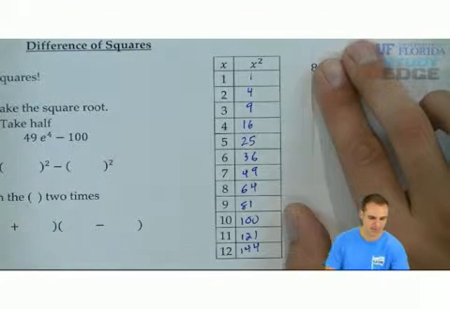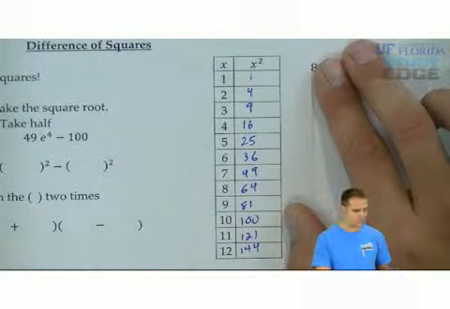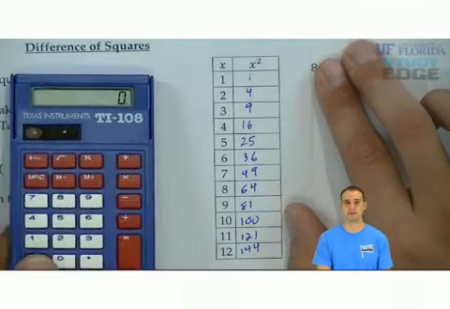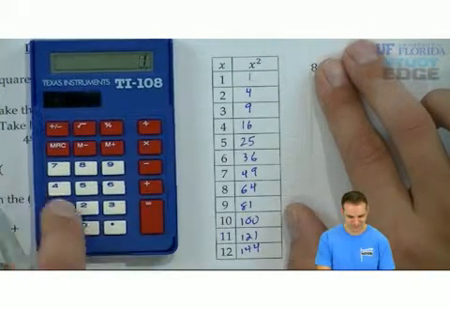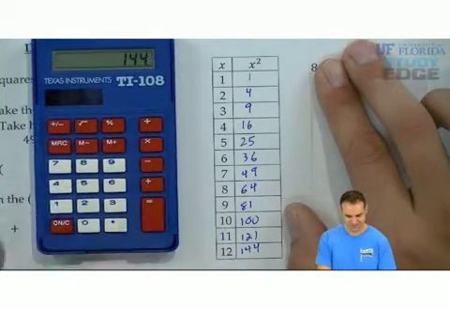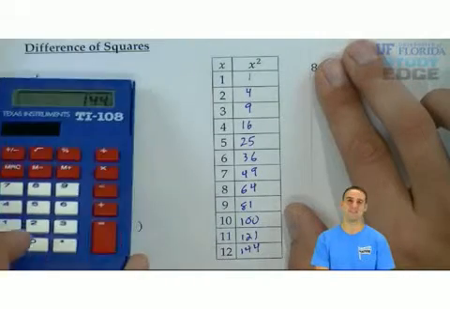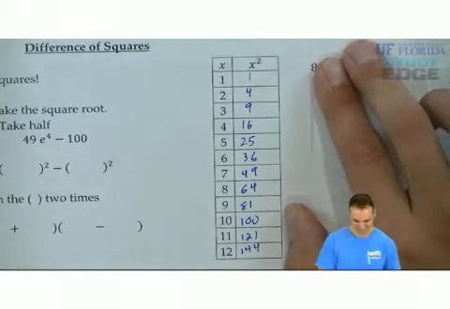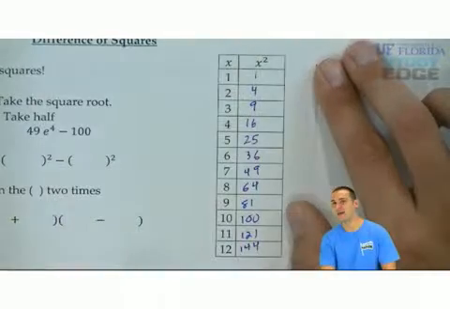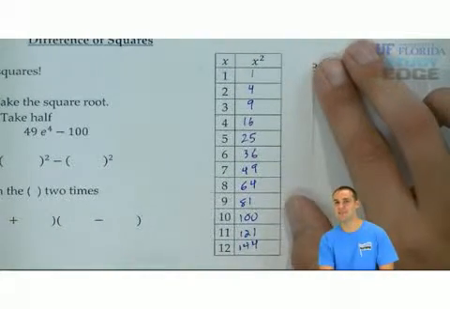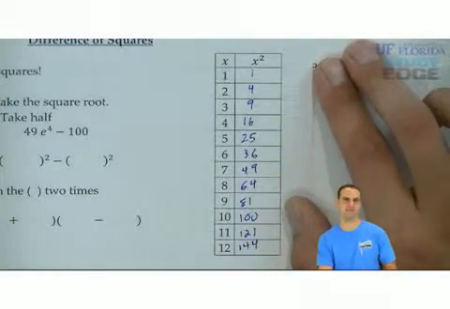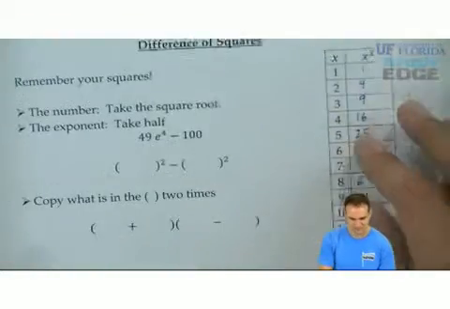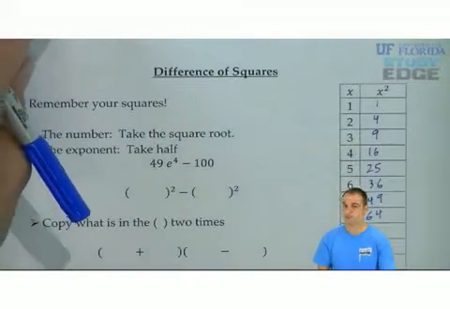Pause the video, write that all down. Because you need to know your perfect squares. You need to know these, or be able to put them in your calculator, right? You can always do that if you need to. 12 times 12 is 144. Pause and write them down. I know that was fast, but again, hopefully you remember some of these. So in short, you got to remember your squares.